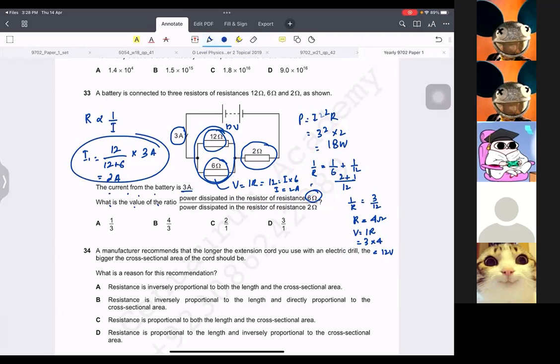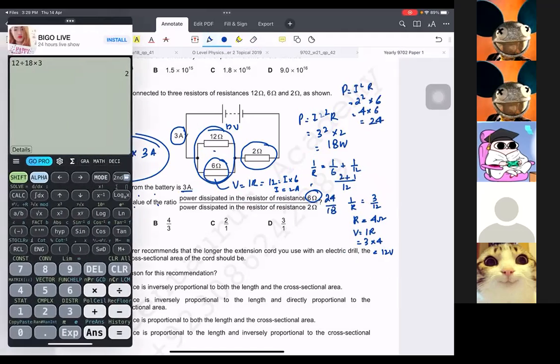So inverse ratio means that you have to put the other resistor on top. In direct ratio, you have to put the resistor you're finding on top. Now, 2 ampere. Now what you will do is power equals I square R. This will be 2 square and that is 6. 2 square is 4, times 6 is 24. So 24 divided by 18 has to be 4 by 3.